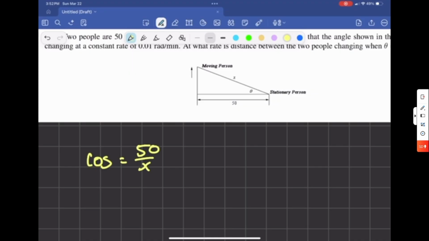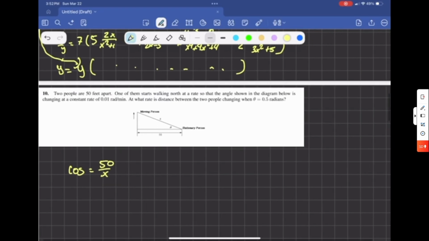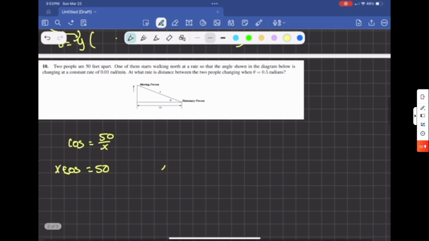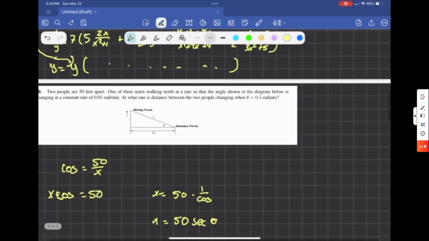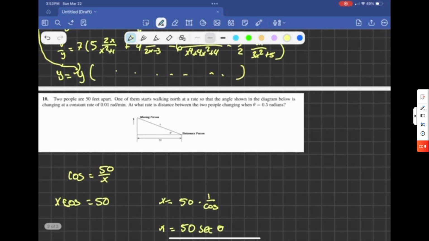So we want to go ahead and move our x to the front so we can solve for x. We multiply x on both sides, we get x cosine theta equals 50, and then we divide by cosine, so you get x equals 50 times 1 over cosine theta, which, if you know the trig identity, is x equals 50 secant theta.